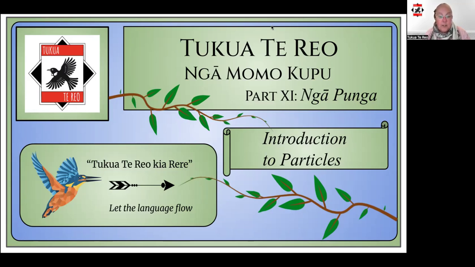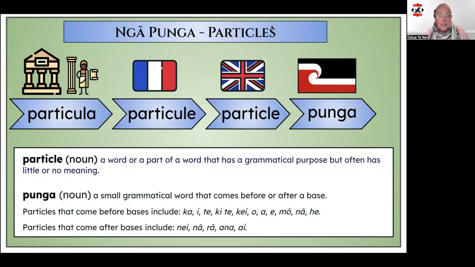In this video, I'll be introducing you to a couple of little tiny words called particles, in Te Reo Māori, ngā punga. Just like so many other words in English, the word particle comes from ancient Latin, and the original word is particular. The French then adapted it into particule, and from there, the English word particle was born. In Te Reo Māori, the term we use is punga.